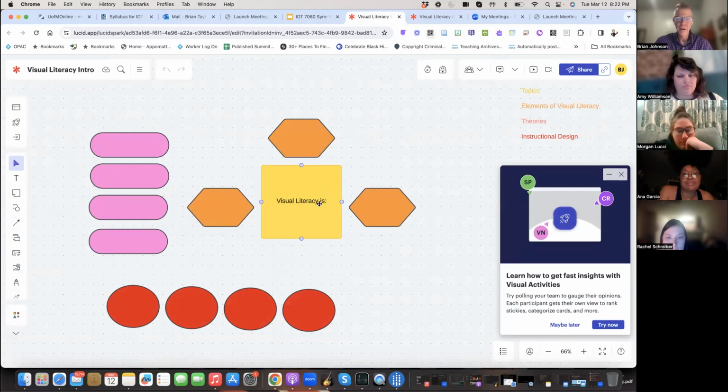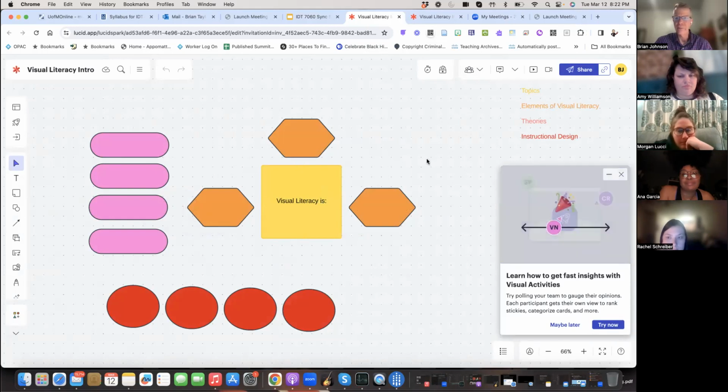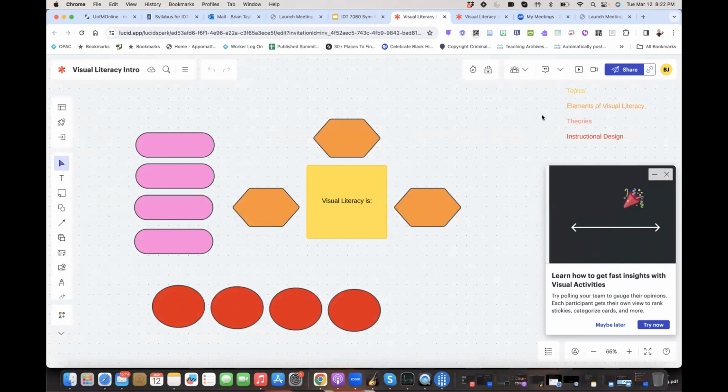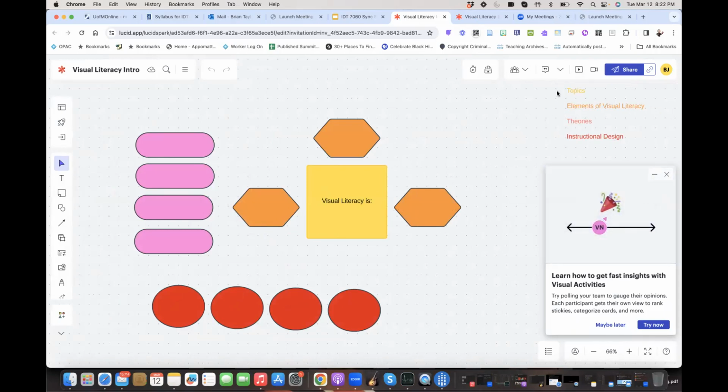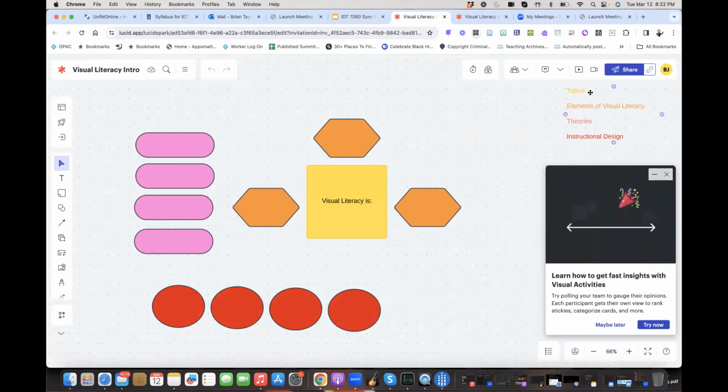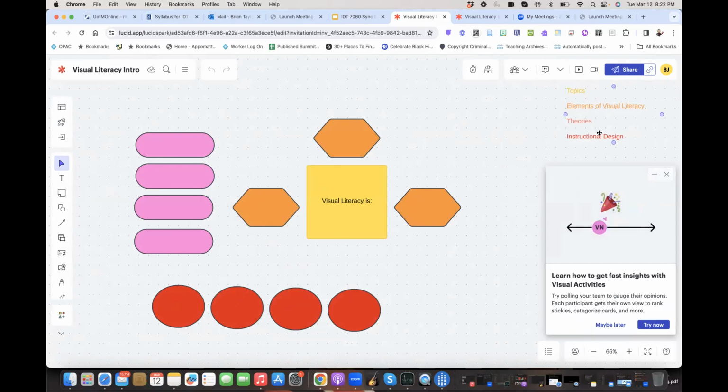But when you think about visual literacy, if we're going to start in the middle, well, first of all, before we begin, part of our design job as visual designers or instructional designers using visuals is that sometimes we need to put little cues in for our audience. So up here, you can see on the right-hand side we've got topics, the elements of visual literacy in the orange there, theories, and then we're going to talk about what our roles are as instructional designers as well.